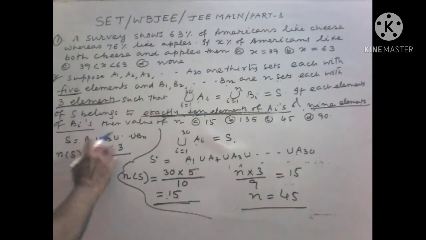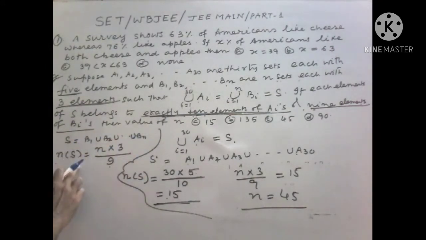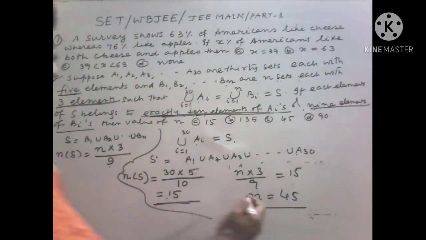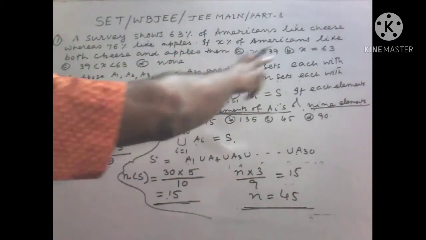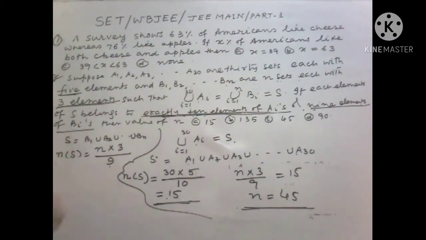So similarly, when S equals B1, B2, up to Bn, what is n(S)? It is n into 3 by this. So putting the value of n(S), we are getting n equals 45. So this is a problem of JEE Main 2000. So this is a general problem.